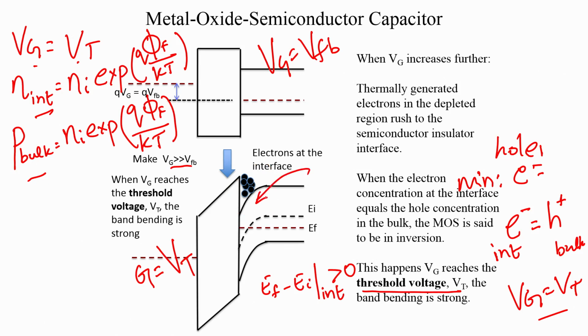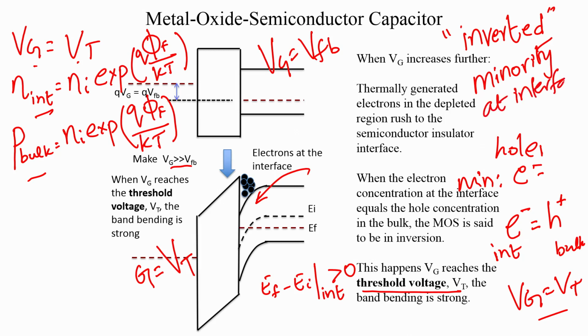And therefore, the semiconductor insulator interface is said to be inverted. This is a technical term, inverted, and what this means is that we have brought the minority carriers of the semiconductor close to the interface. So, the interface has become populated with the minority carriers. When that happens, we say that the semiconductor insulator interface is inverted, or the MOS capacitor is in inversion regime.